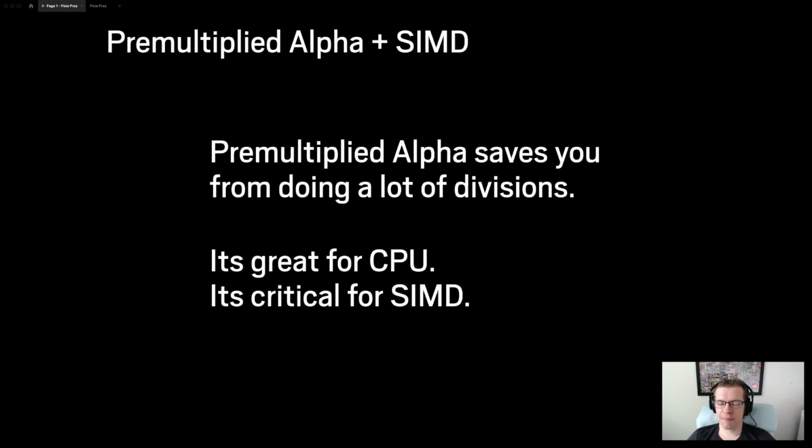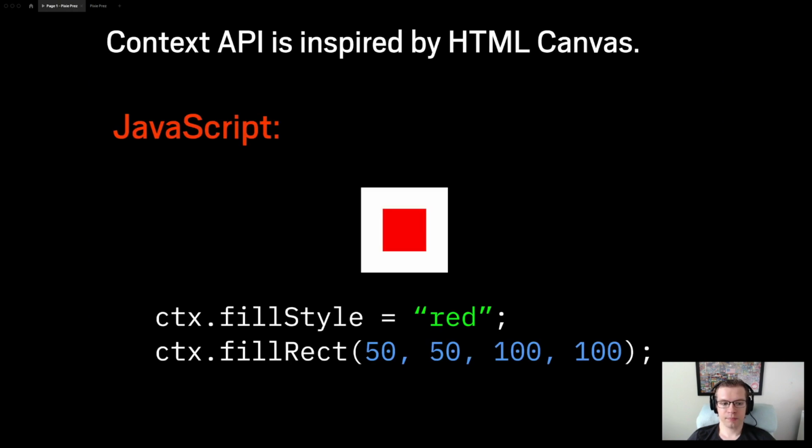It is basically required to do any SIMD operations. It's very difficult to do integer divisions in SIMD, so a lot of times SIMD would not be possible without using premultiplied colors. It's great for the CPU, and it's pretty much critical for SIMD. So that's why Pixie uses premultiplied alpha.